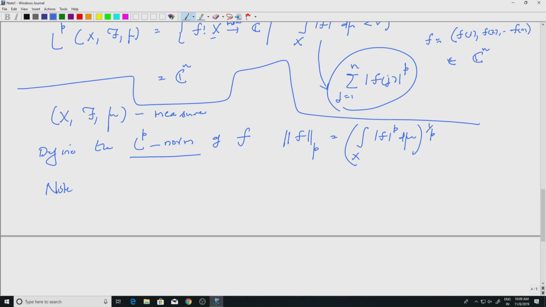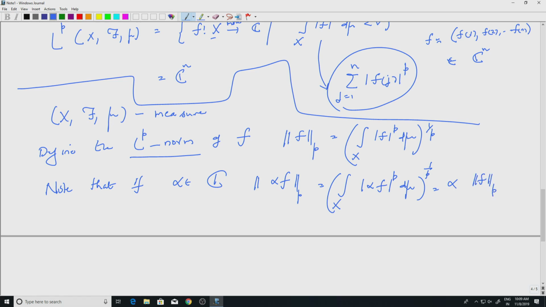Note that if alpha is a complex number, what is the norm of alpha f? You multiply f with that, and you get the integral over X of modulus of alpha times f to the p d mu, to the 1 by p. But alpha is a constant, so that comes out of the integral as alpha to the p, and there is a 1 by p. So this is just mod alpha times the LP norm of f. This is one of the properties of the norm.